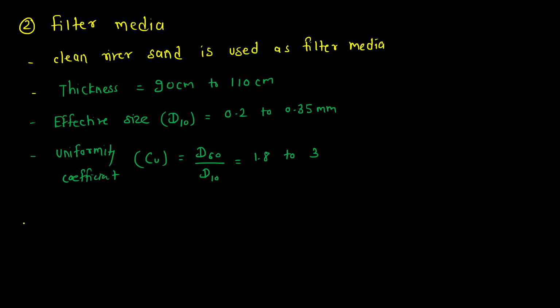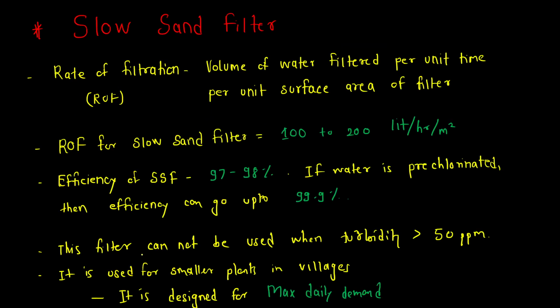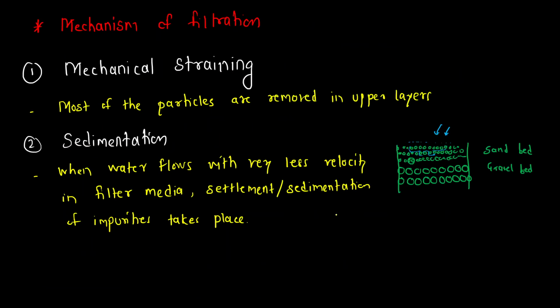Now after this, the next component is the gravel bed. If you want to visualize it, we have seen this in mechanisms. There is one box here. This is called the filter box. Now in this box there are a certain sand bed and gravel bed.